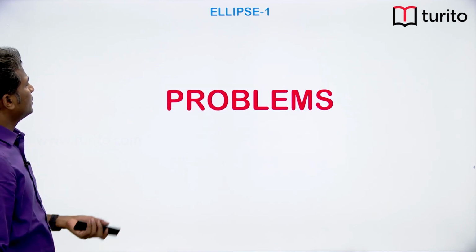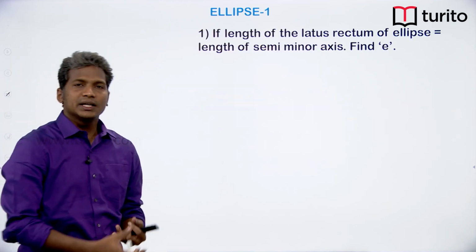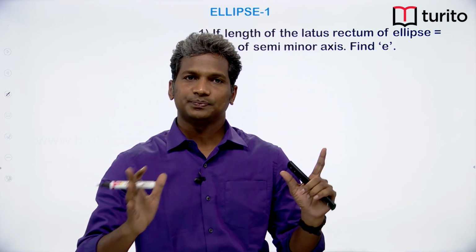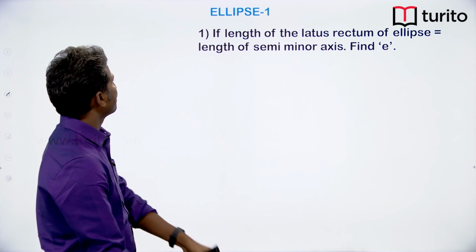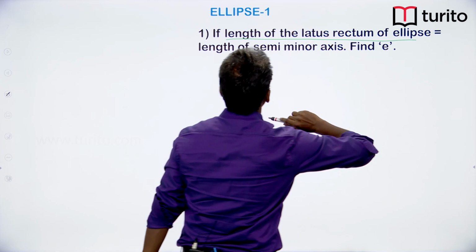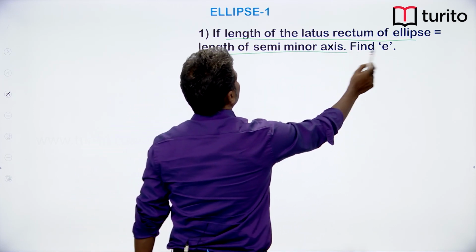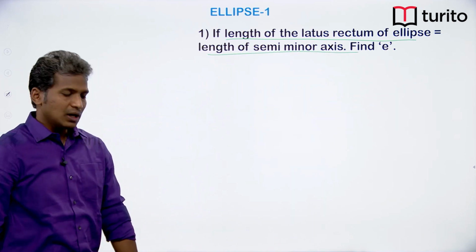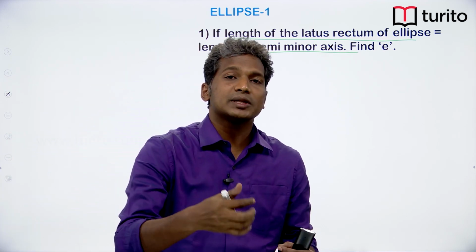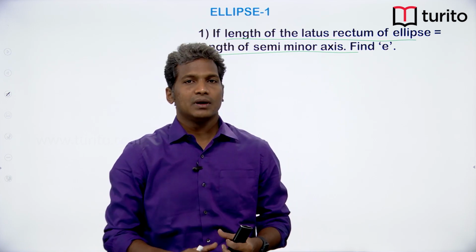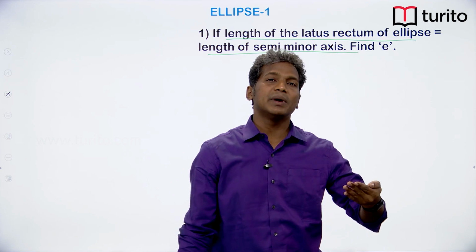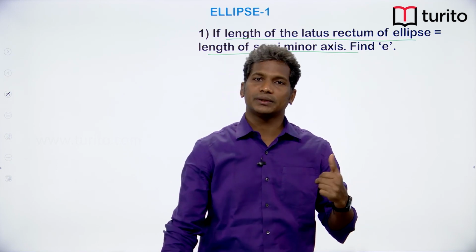Now, let us solve some basic problems based on the concepts that we have learned till now. Now, first question: length of latus rectum of an ellipse is equal to length of semi-minor axis. Now, we know that the major axis is 2a, so the semi-major axis becomes half of it, which is a. The minor axis is 2b. Now, the semi-minor axis becomes b, half of it.